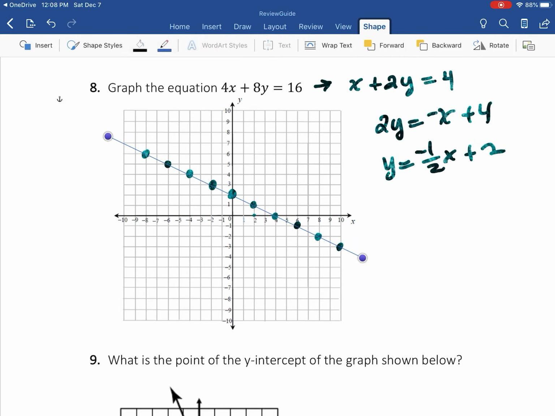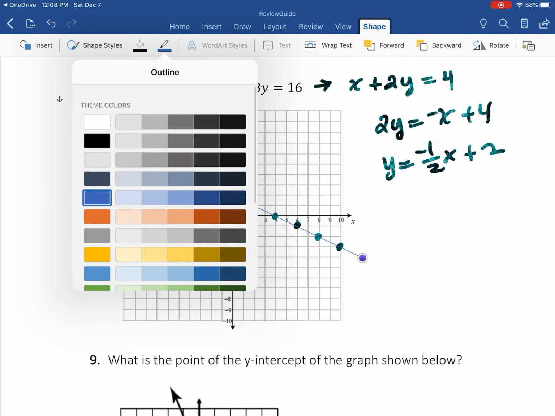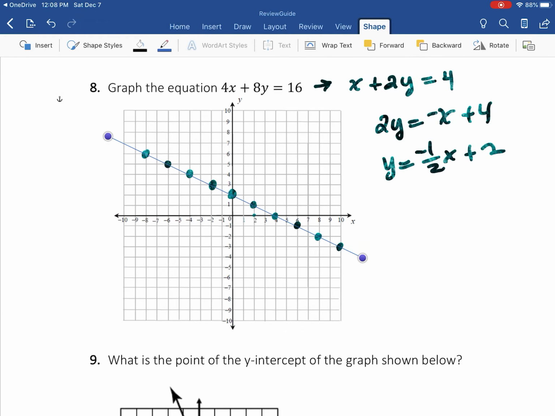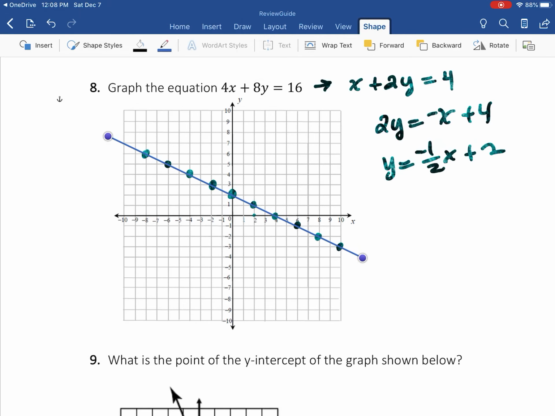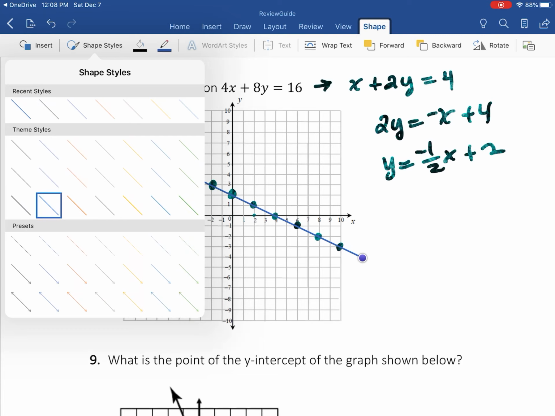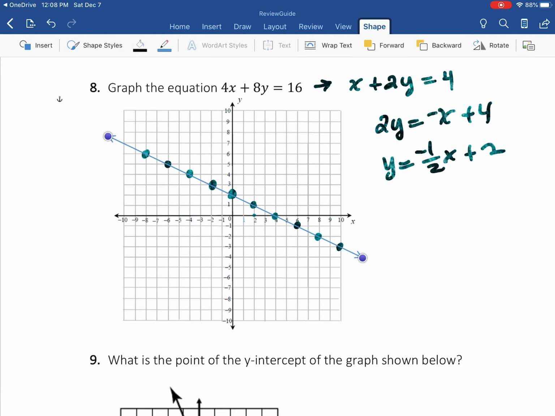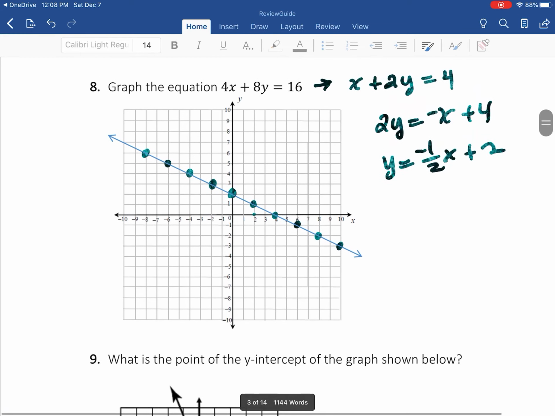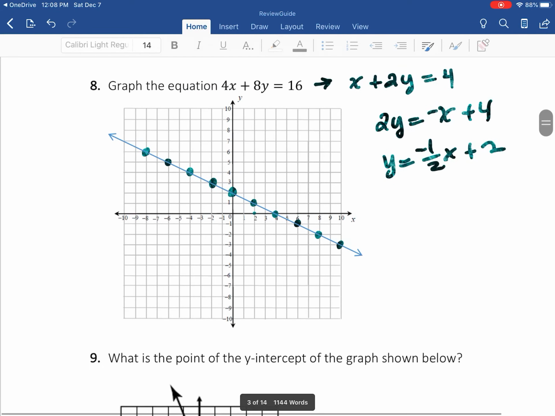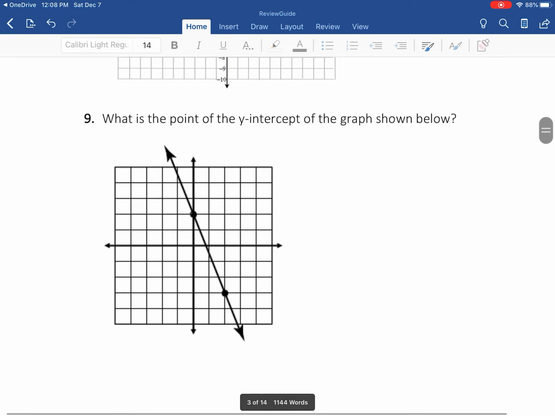Can I change my... Yes, I can. Look at this. I'm having such fun. Shapes, styles, yes. I'm going to make it a little bit thicker. I can even put arrows. Sorry, I'm having fun with this. You know, because it's supposed to have arrows. There we go. Word is such fun. All right, so we are done with number 8.